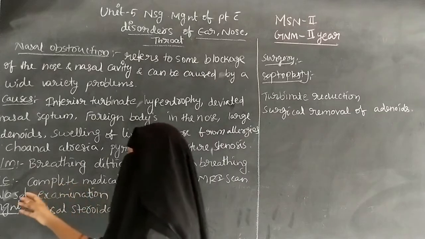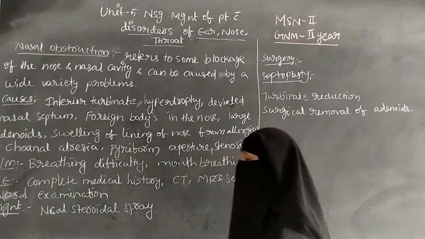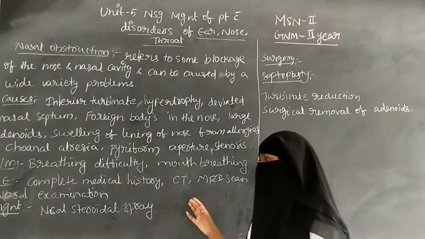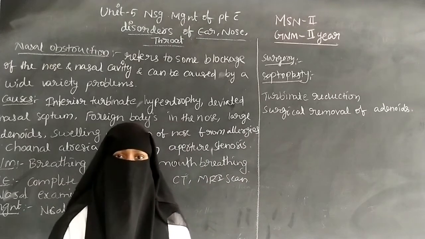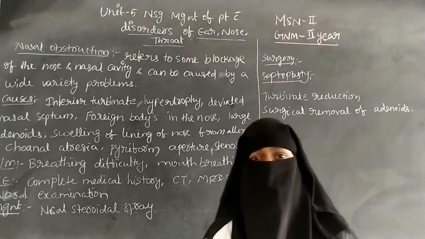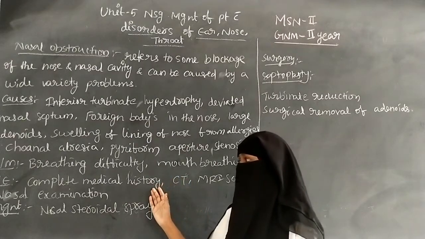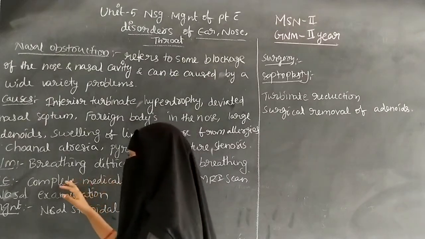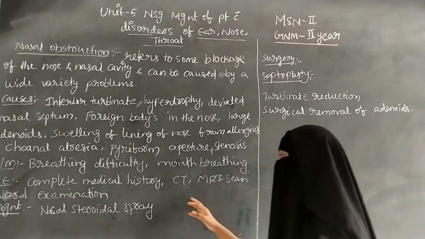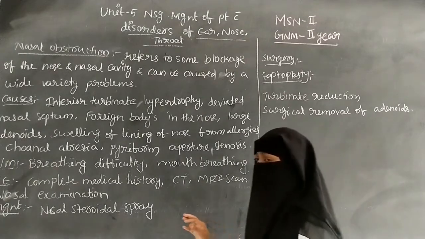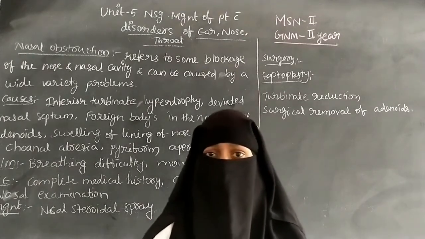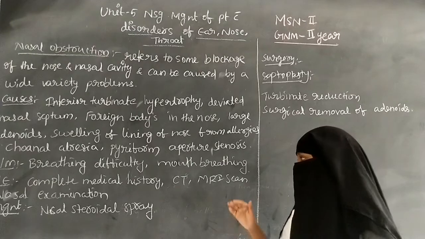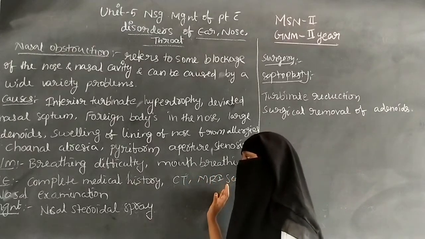So the next one is the diagnostic evaluation. The diagnostic evaluation includes the complete medical history. The medical history covers whether there were any previous surgeries or any nose-related problems. We can collect this in the medical history. It also includes CT scan and MRI scan, which can identify the nasal septum deviation, that is, whether the bone is deviated from the normal position or not.